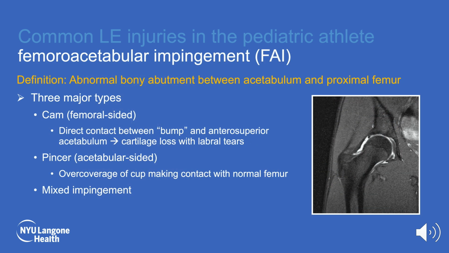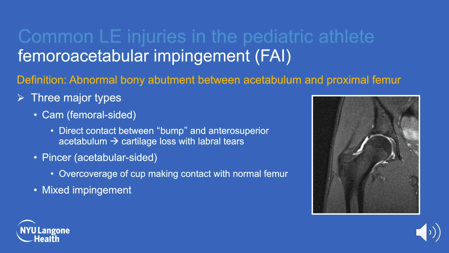We'll talk briefly about FAI. This is an abnormal bony abutment between the acetabulum and the proximal femur. There are three major types. The first is CAM or femoral sided, and this is the result of direct contact between the bump that you see usually on the anterosuperior aspect of the proximal femur, and then having this abut the anterosuperior acetabulum, and so you can see cartilage loss and associated labral tears.